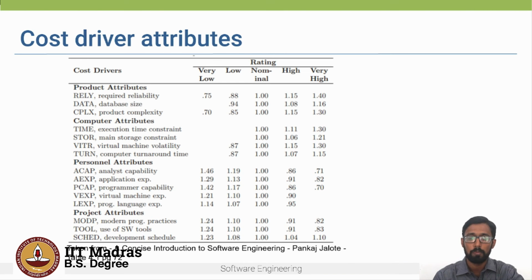So in the COCOMO model, after determining this initial estimate, some other factors are added in order to obtain the final estimate. And these factors are known as cost drivers, right? This table shows 15 such cost drivers, and these attributes, like the product, computer and personnel attributes, are similar to what we discussed earlier, right? Like software reliability. If the reliability required is very high, then we have a higher cost driver compared to when it is very low.